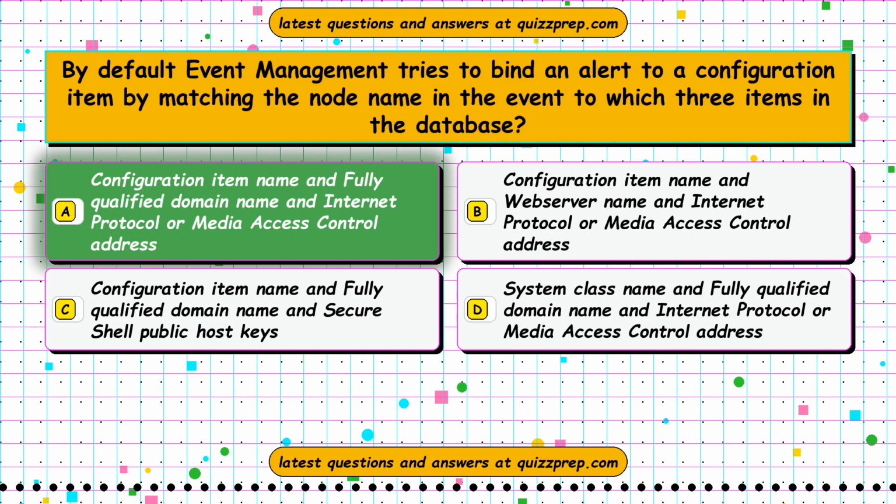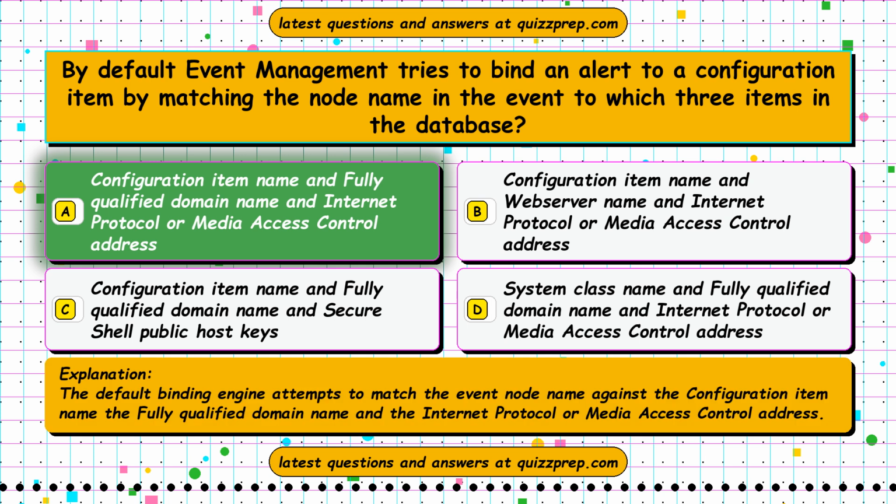The correct answer is option A. Configuration item name and fully qualified domain name and Internet Protocol or Media Access Control address. The default binding engine attempts to match the event node name against the configuration item name, the fully qualified domain name, and the Internet Protocol or Media Access Control address.